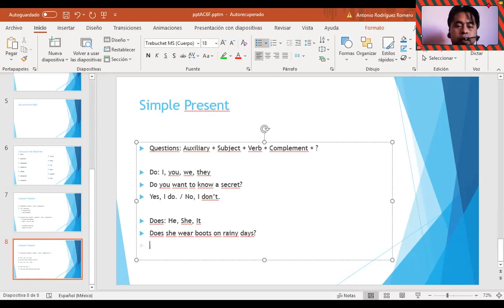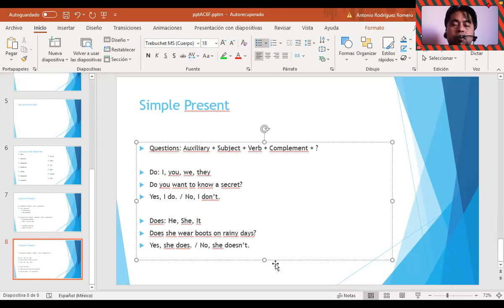In the case of does, the same. I can use yes or no, but I need to remember how to manage this thing with my auxiliary does. Does she wear boots on rainy days? Yes, she does. Or no, she doesn't. Okay. And in this way, now we have simple present for questions, for negative and affirmative. We have already seen it, so we're not going to take more time on that.